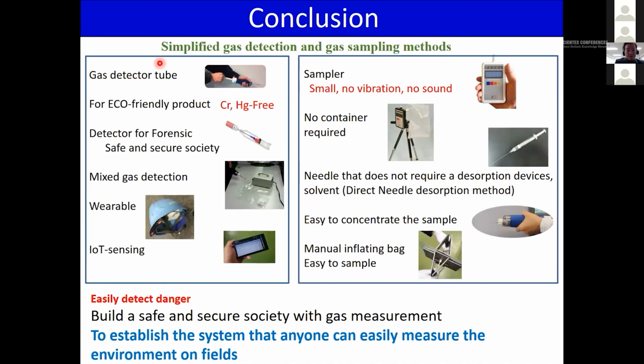Okay, this is the conclusion. We have developed various simple gas detectors, such as gas detector tubes for eco-friendly products, a chromium and mercury-free detector for forensic science, and TVOC monitors, wearable and IoT sensing monitors. And we also developed gas sampling methods, such as a small, no-vibration, no-sound sampler, no-container-required samplers, needle extraction needles for VOC, and a manually inflating gas bag.